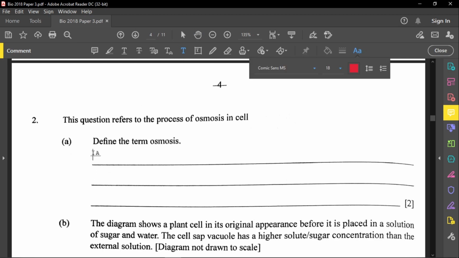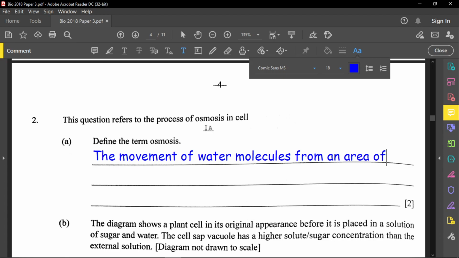definition. So first I'm going to say it is the movement, and put that in blue. It is the movement of water molecules from an area of high water concentration. All right, a high water concentration. And when I say high water concentration, the word you can use for that is a dilute solution. Let me just put that in brackets for you. So it could be a dilute solution. Let me write it in short.